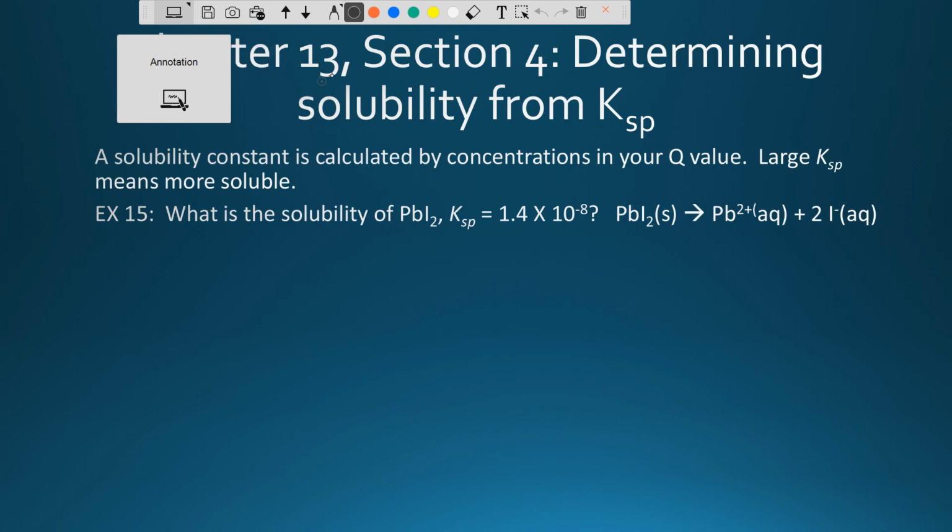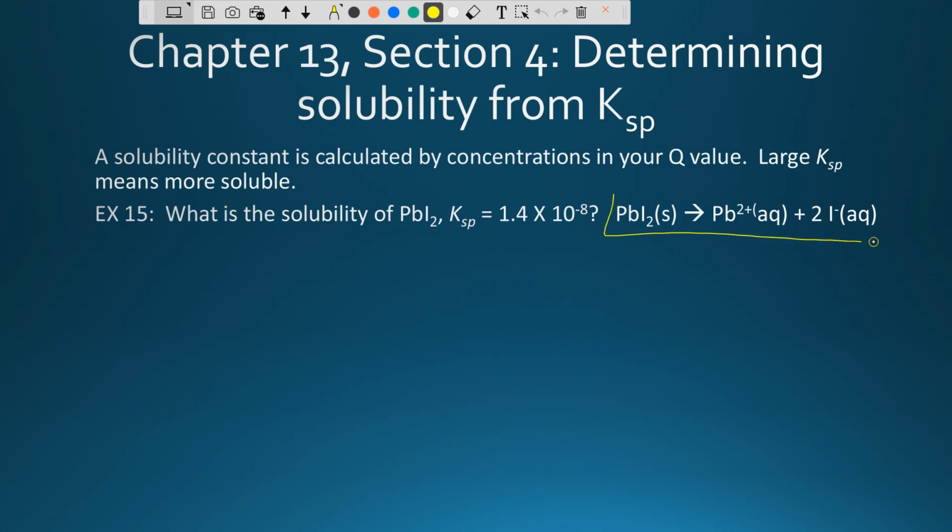We're going to be finding the solubility of lead(II) iodide, given the Ksp value of 1.4 times 10 to the negative 8. The key with all of these is figuring out, first of all, what it will dissociate into. Remember when we're finding Q values, that any solid or liquid acts as one particle. It's not dissociated, so my concentration is 1. It doesn't impact anything else in there.